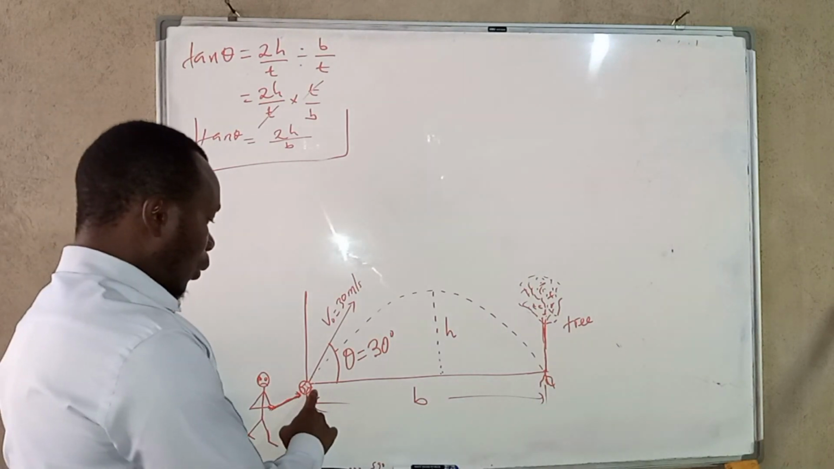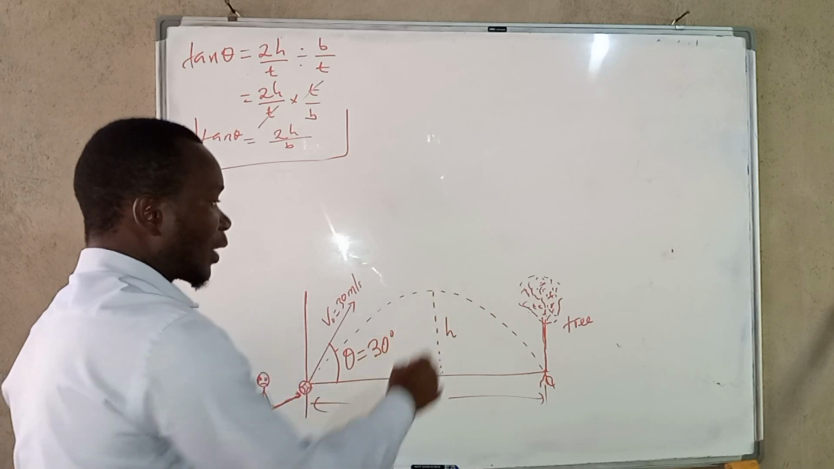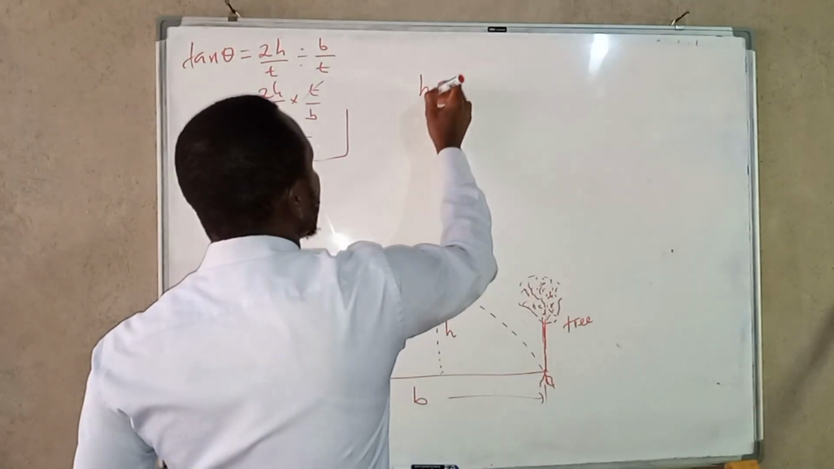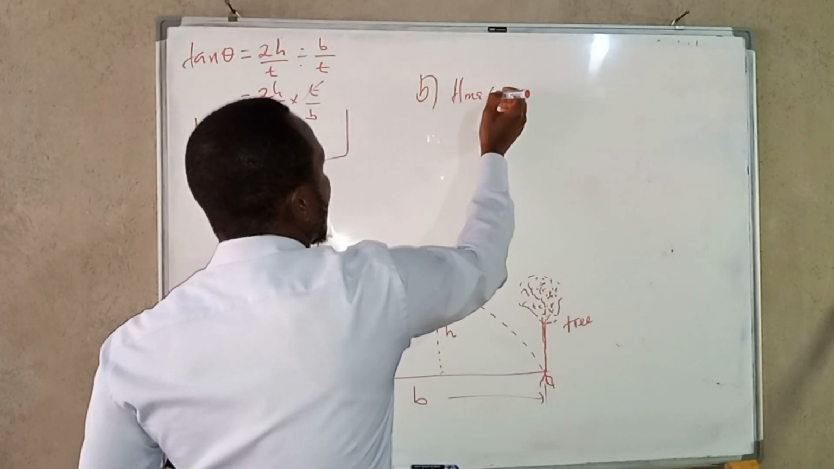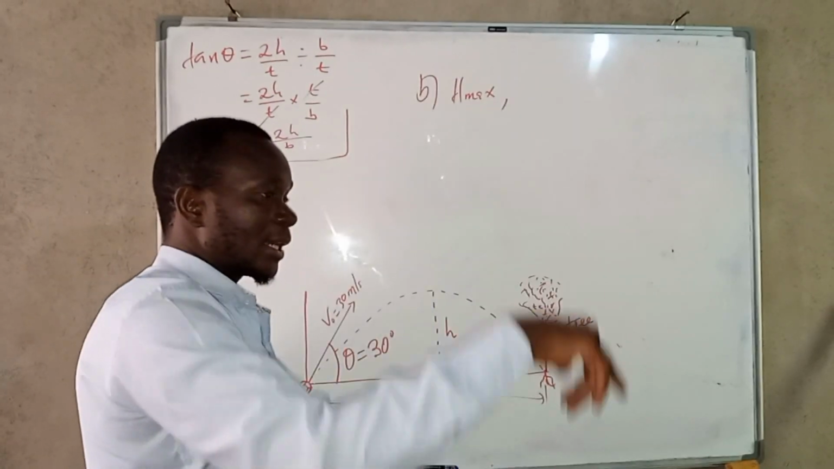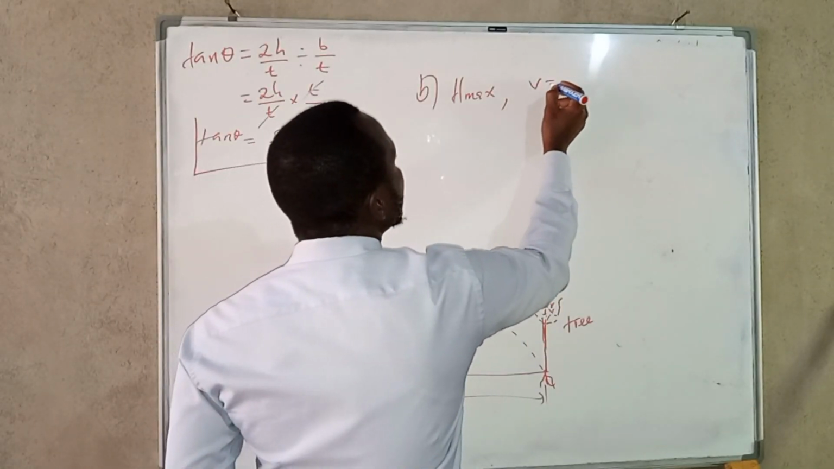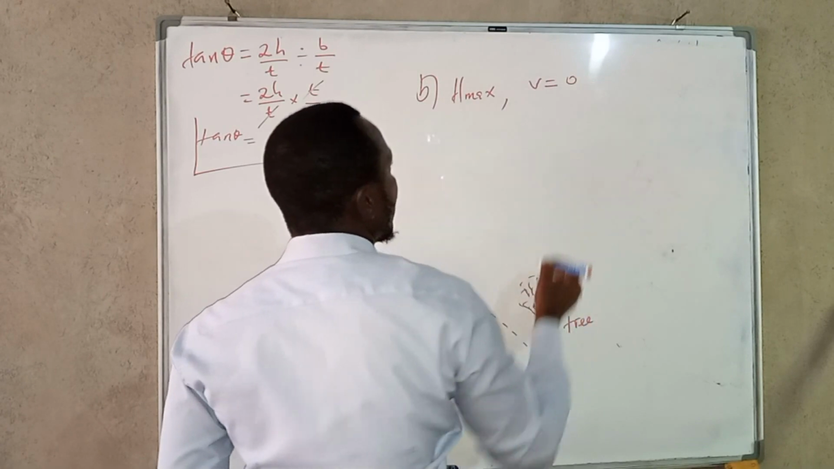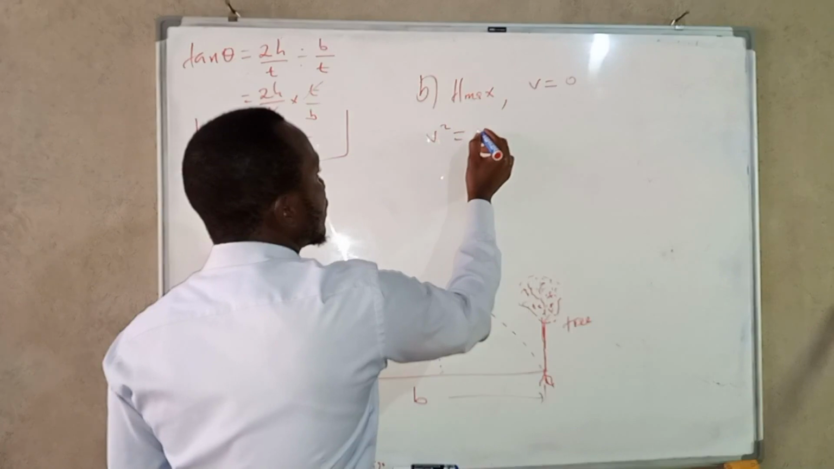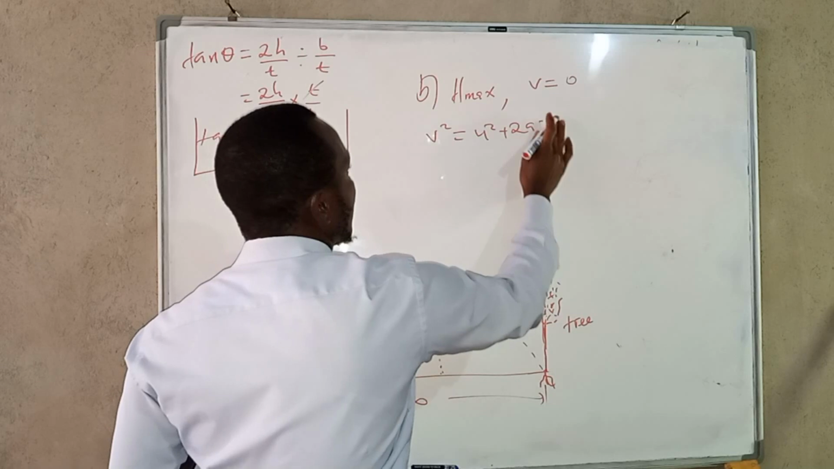So when the golf ball reaches this point, it is the maximum height. When it reaches this point, the velocity will be 0. So let's call this h max. At this point, it will stop going up, then come back. When it stops moving, the final velocity becomes 0. And we know that v squared is equal to u squared plus 2as.